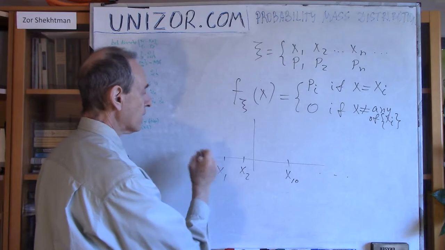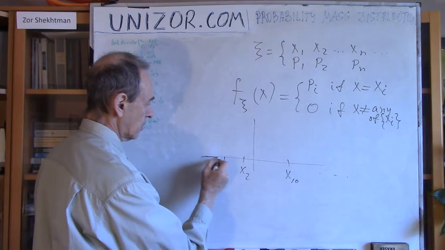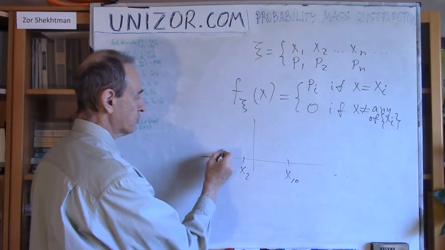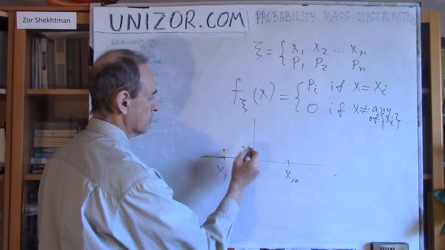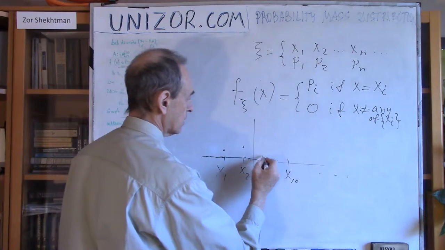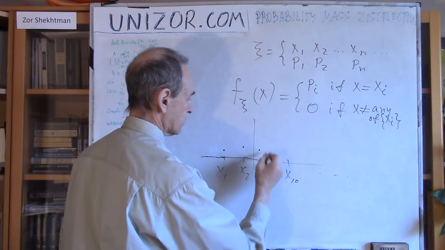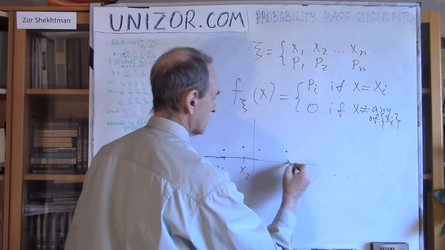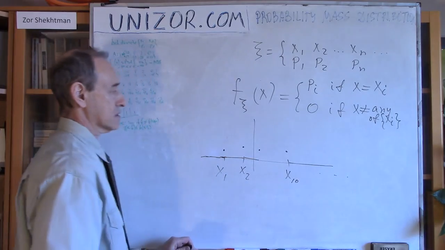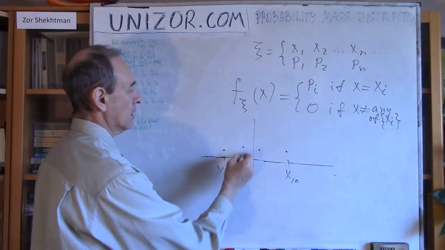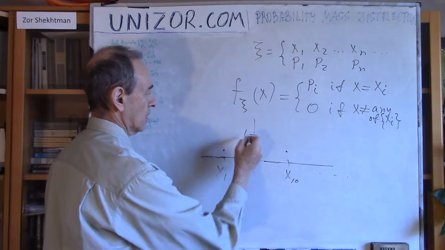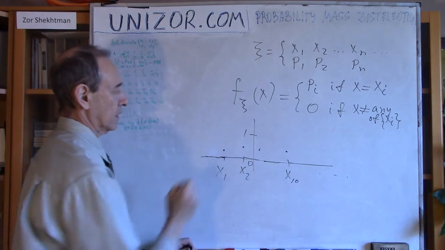So the function is equal to 0 here. Then it's equal to p1 in this case, then 0 here, p2 in this case, 0 here, something p3, 4, 5, 10, and then 0 everywhere else. So the function is equal either to 0 or to some positive number from 0 to 1.